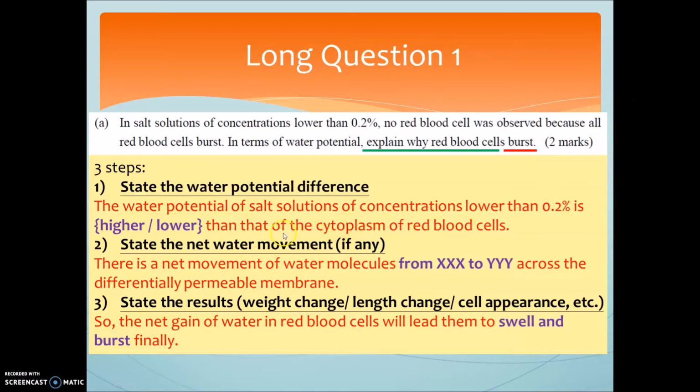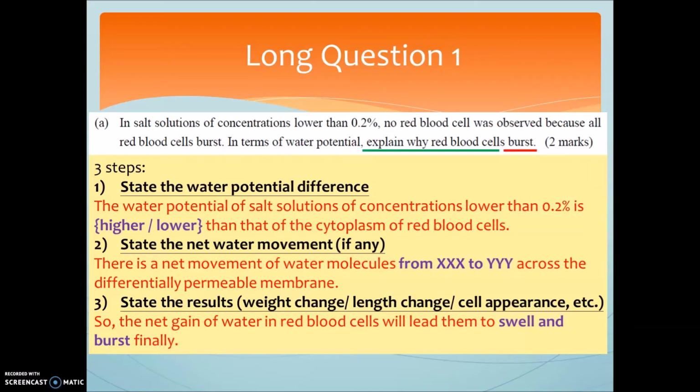Now remember the wordings, the sentence structure. Water potential of the salt solution or of a certain concentration is higher or lower than that of another solution, maybe that of the cytoplasm of the red cell. And then if there is a difference, there should be a net movement of water molecules. So there is a net movement of water molecules from where to where? From the salt solution to the cytoplasm of the red cell, or from the cytoplasm of the red cell to the salt solution. You need to tell me.